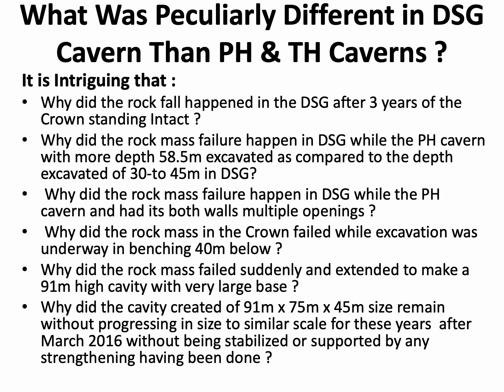Why did the rock mass in the crown fail while the excavation was underway in benching 45 meters below the crown? Why did the rock mass fail suddenly and extend to make a 91-meter high cavity with a very large base? And why did the cavity of 91 meter into 75-meter length and 45-meter width remain without progressing further in size to a similar scale for these years after March 2016 till date, without being stabilized or supported by any strengthening having been done?